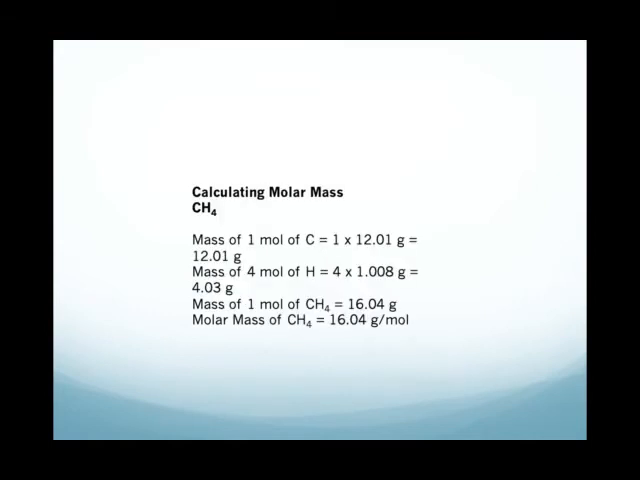How do we calculate the molar mass of substances? Let us take the example of methane. Its chemical formula is CH4. The mass of 1 mole of carbon is 12 grams. The mass of 4 moles of hydrogen is 4 multiplied by 1.008 grams, which is equal to 4.03 grams of hydrogen. So the mass of 1 mole of methane is equal to 16.04 grams, or the molar mass of methane is 16.04 grams per mole.